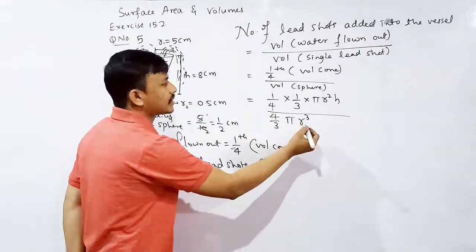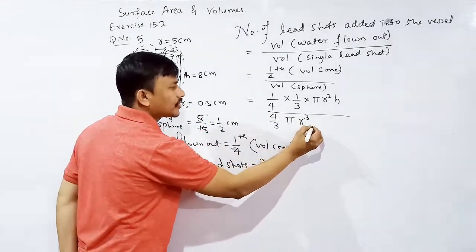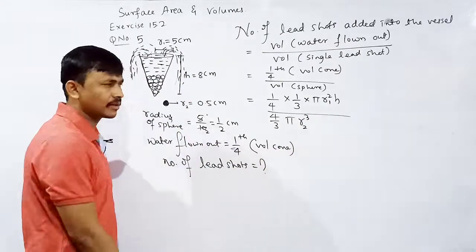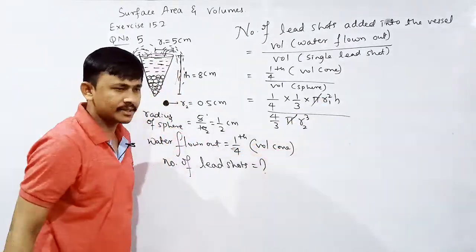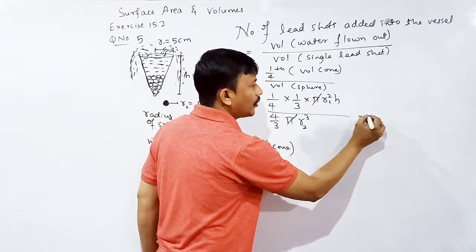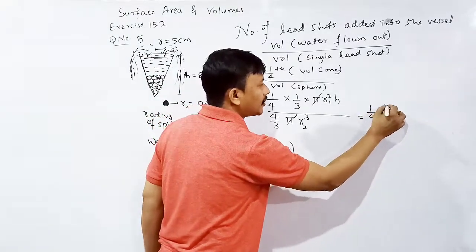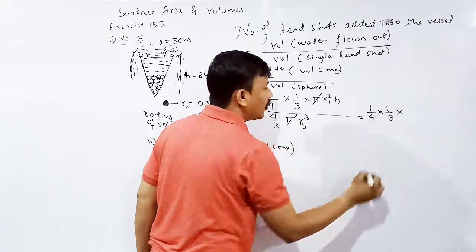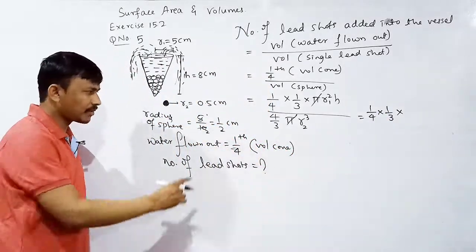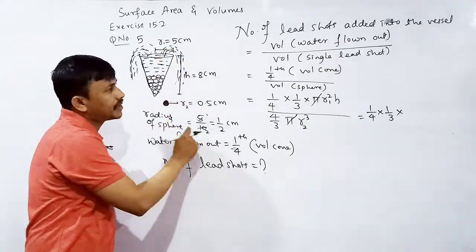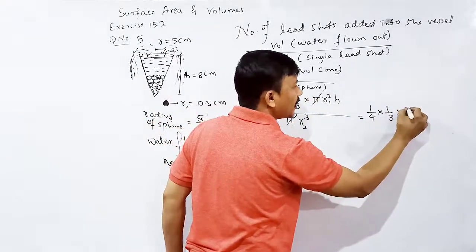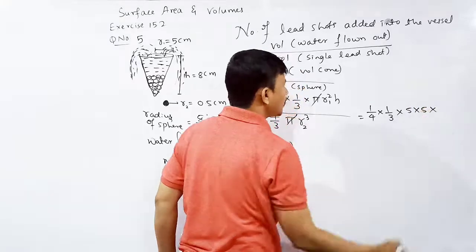Correct? This is r1 or r2? This is r2. This is r1. Correct? Okay. Pi cancels. This is equal to 1 divided by 4 into 1 by 3 into r1 square. What is r1 here? No. R1 is 5. 5 square means 5 into 5, into what is the height?